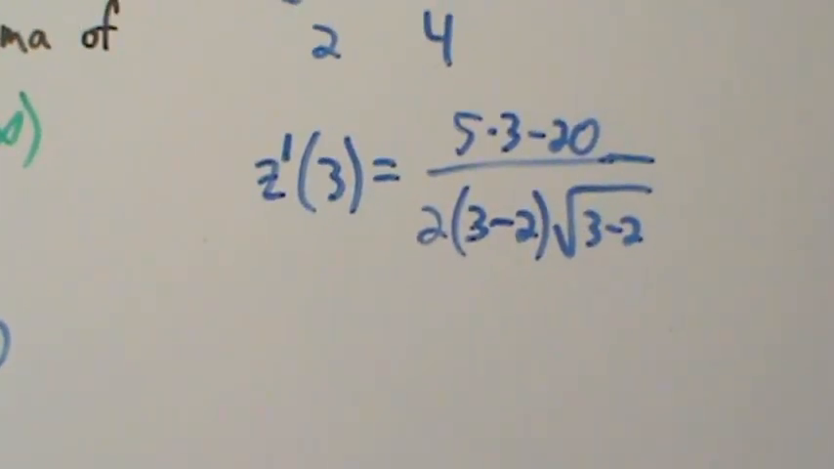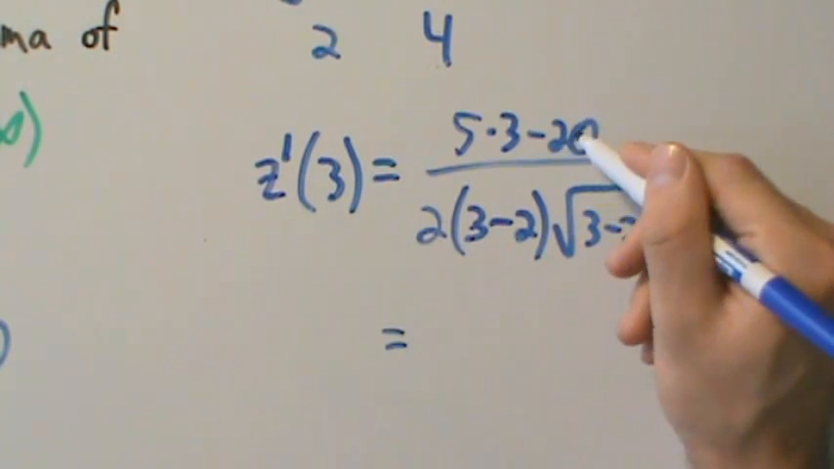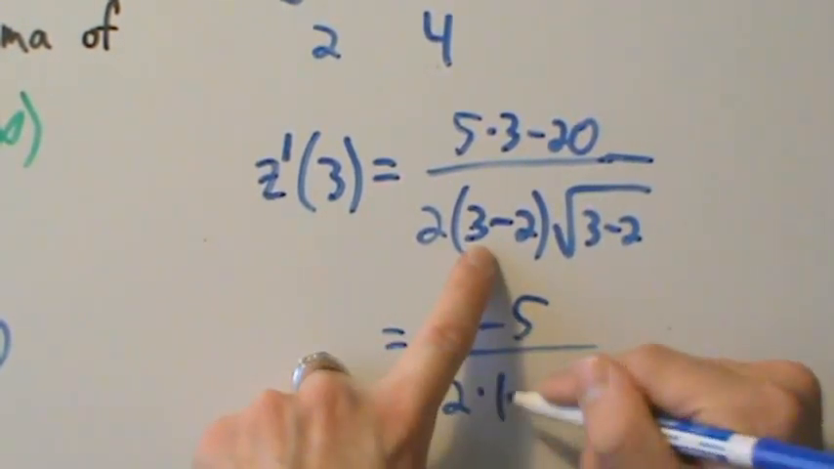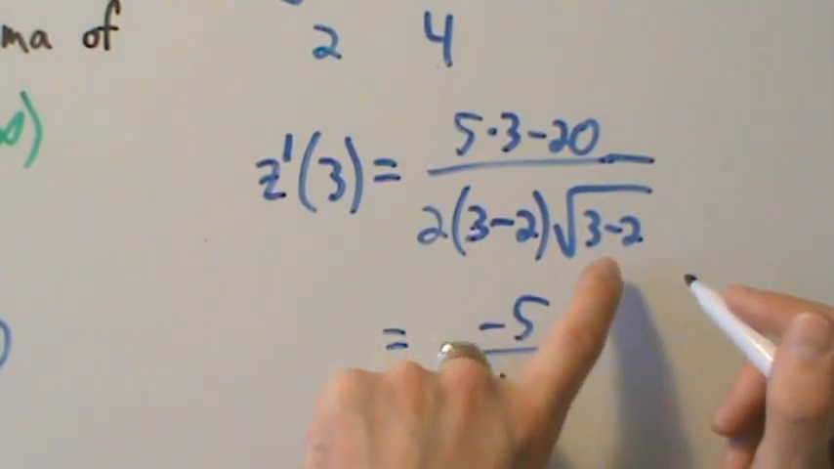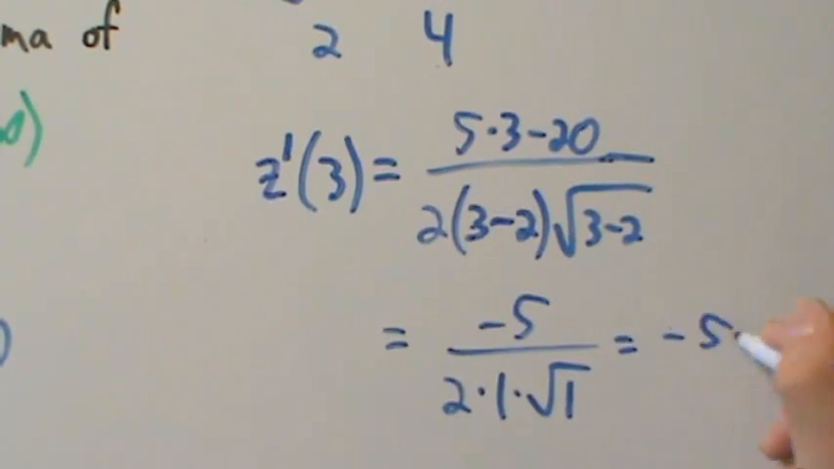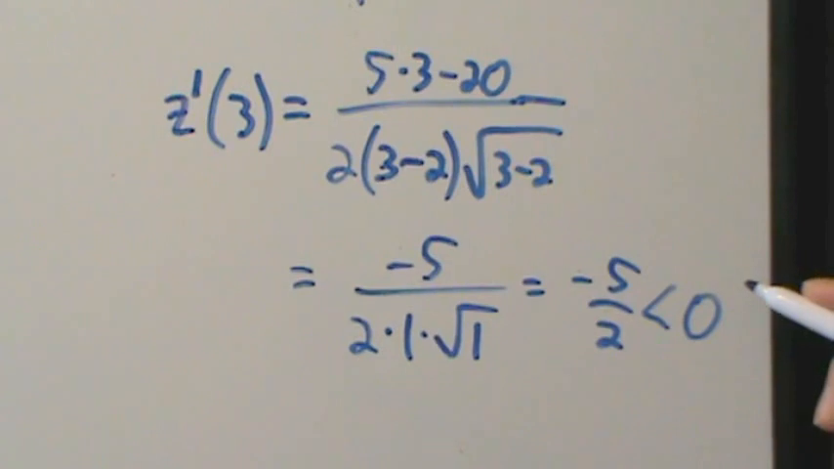Okay, so anyway, 5 times 3 is 15. 15 minus 20 is negative 5. So we have negative 5 divided by 2 times 1. 3 minus 2 is 1, and the square root of 1 is 1. Anyway, we just have this. So this is negative 5 over 2, which is less than 0.